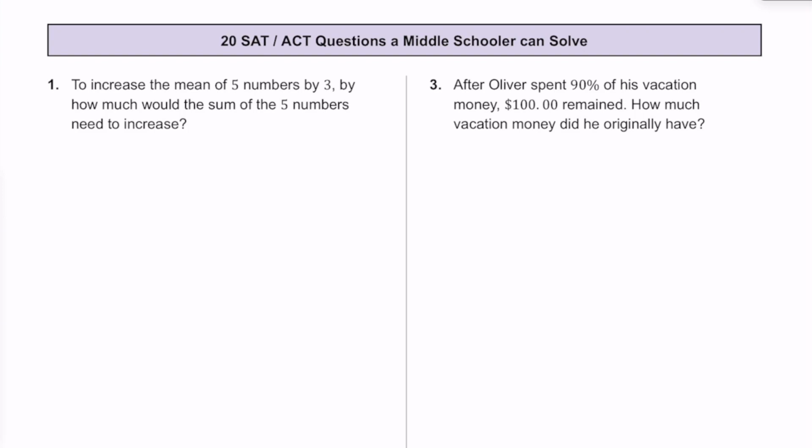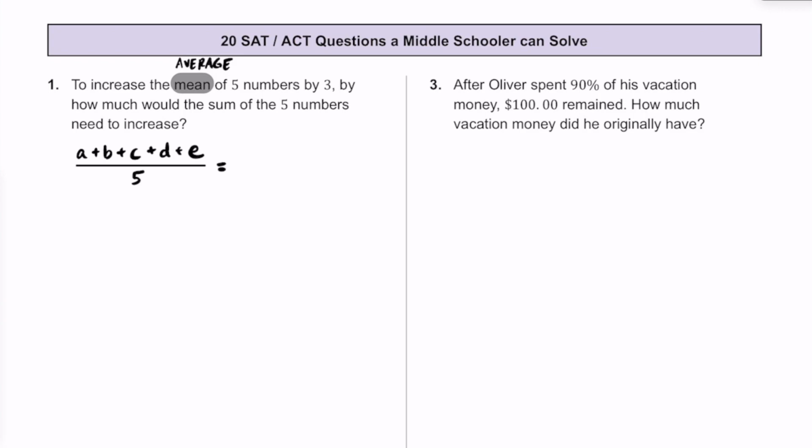For number 1, it says to increase the mean of 5 numbers by 3, by how much would the sum of the 5 numbers need to increase? To start, we want to make sure we know that the word mean means average. And so what I would do here is just create 5 quick variables to represent the 5 numbers. Now remember, when you're taking the average of 5 numbers, you're going to add those 5 numbers up, then divide by the number of numbers, which in this case would be 5.